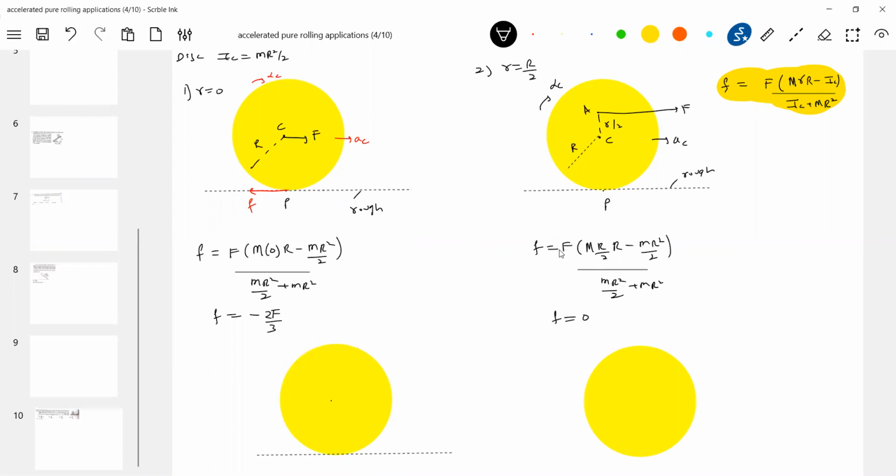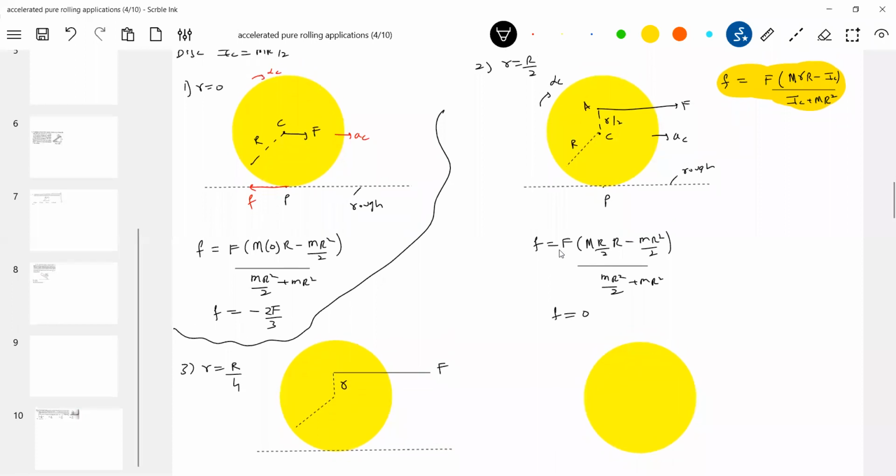Where is the force? The force will be a third case. Small r equal to R by 4, I'll bring. What is R by 4? Shall I say R by 4 is less than R by 2?